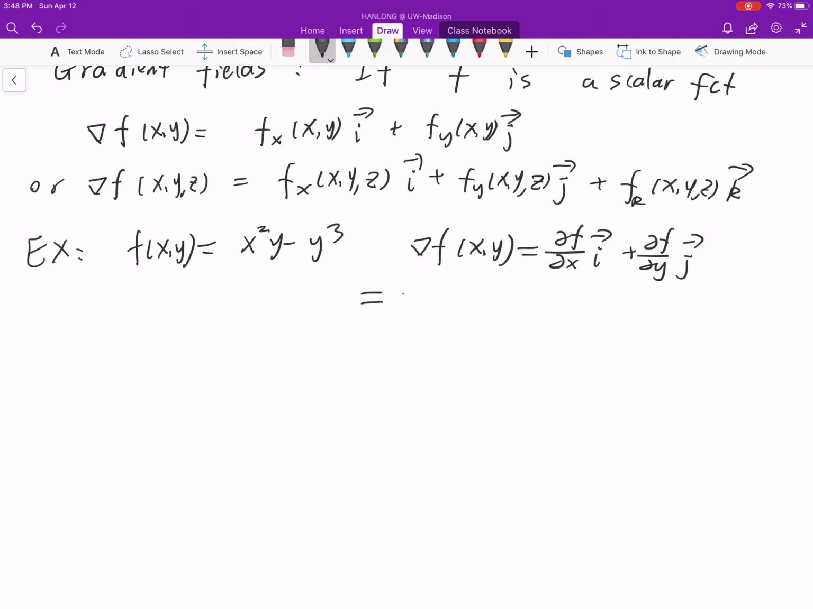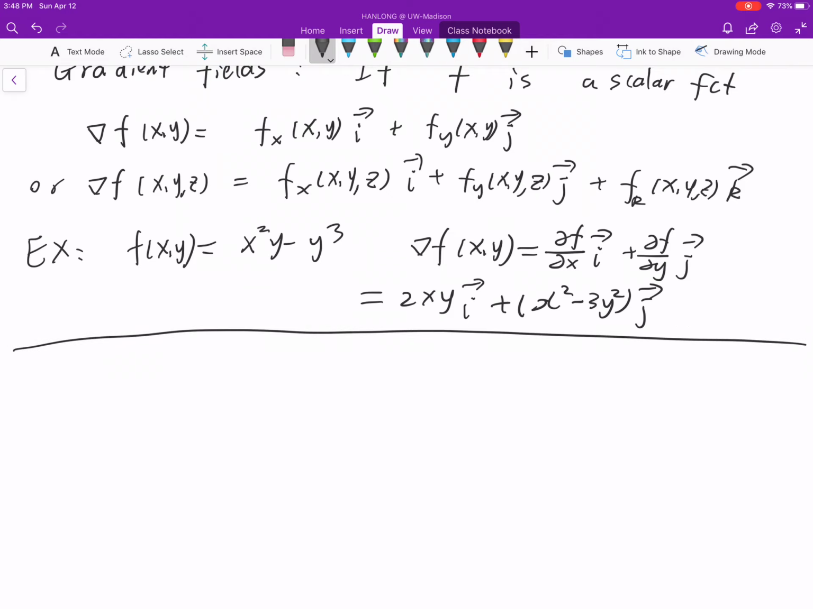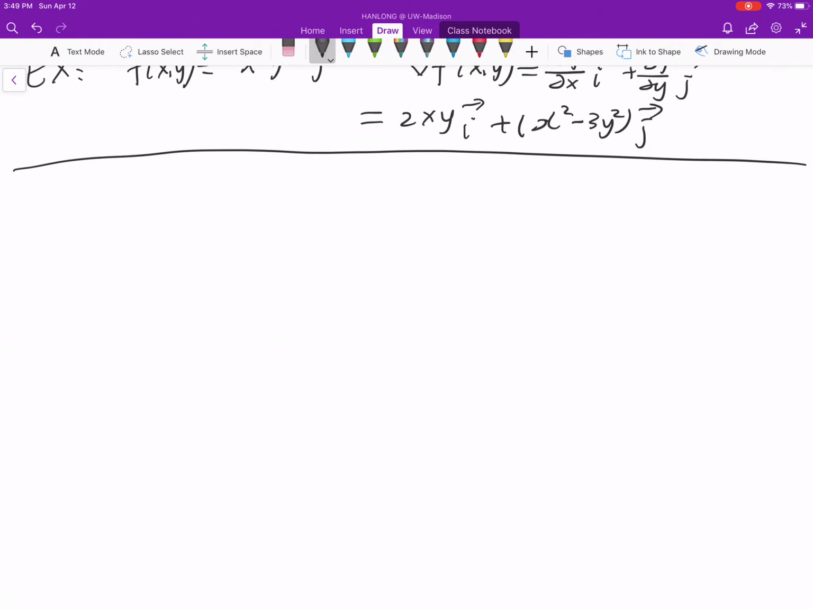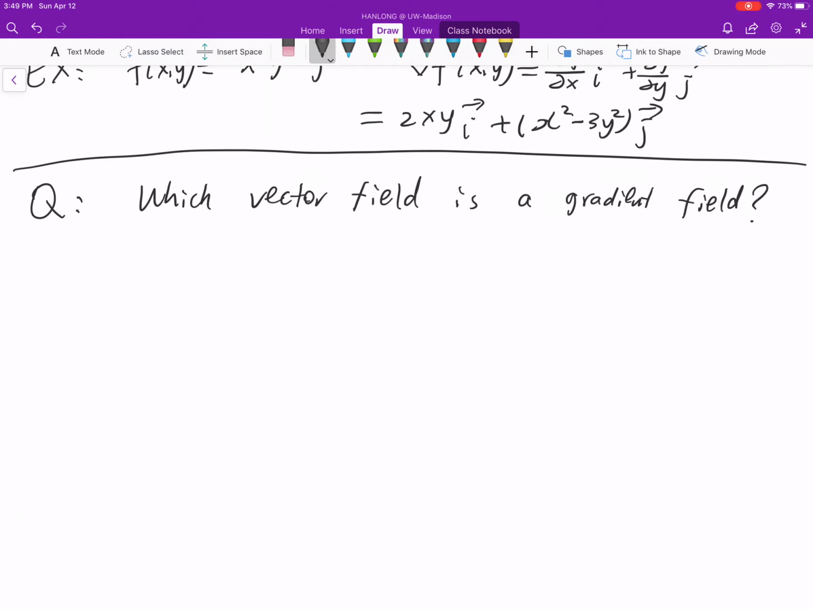For example, you can assign any smooth function to be your f, and then the corresponding gradient of f can be computed in this way, such as 2xy i plus (x squared minus 3y squared) j. And now we ask the inverse problem: which vector field is a gradient field? Before that, we can first give a necessary condition. Necessary means if the vector field is a gradient field, then the following condition must be true.